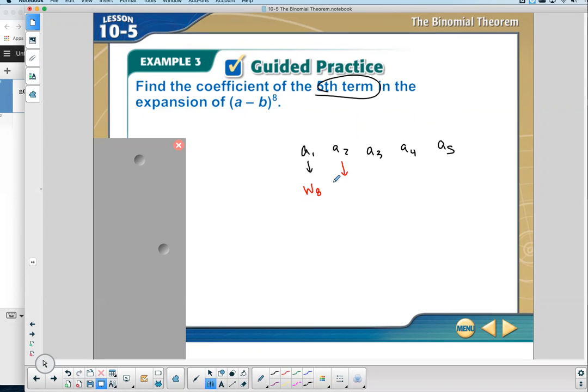How many times does the second person win? 7. The third person? 6. The fourth person? 5. And the 5th person? 4. Okay, and just since we were playing it 8 times, not only do they win 4, how many times will they lose?